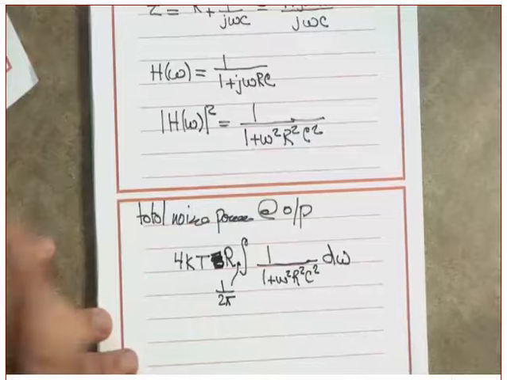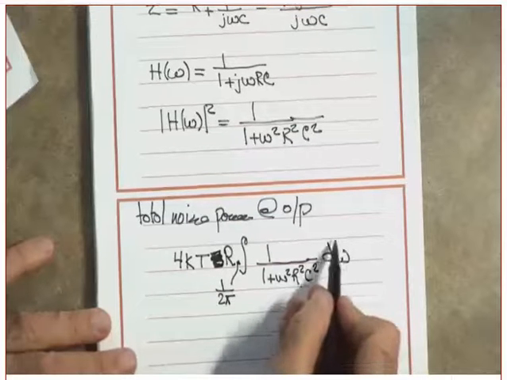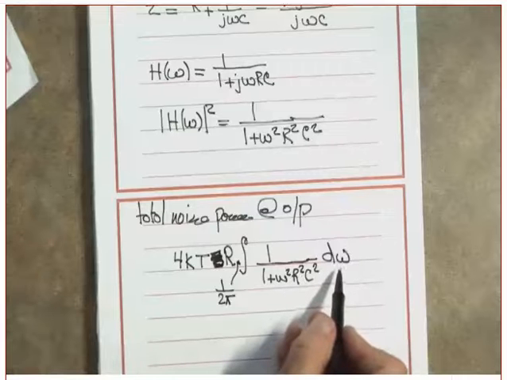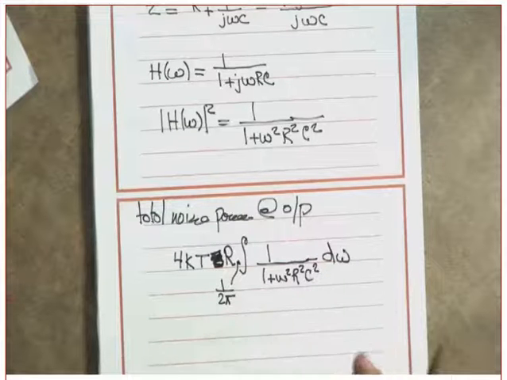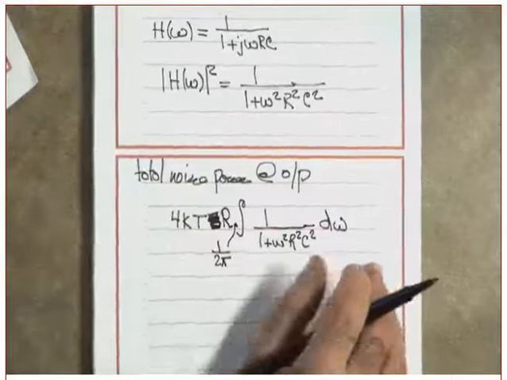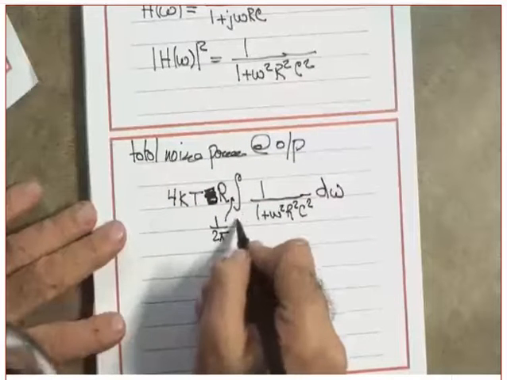Why is that 1 over 2 pi? It's because it should be dF. This is d omega. When we talk about power spectral density, it is in watts per hertz. This one is watts per radian per second. So you need to multiply by 1 over 2 pi. Now, I will let you do this simple integration at home. By the way, this is from where?